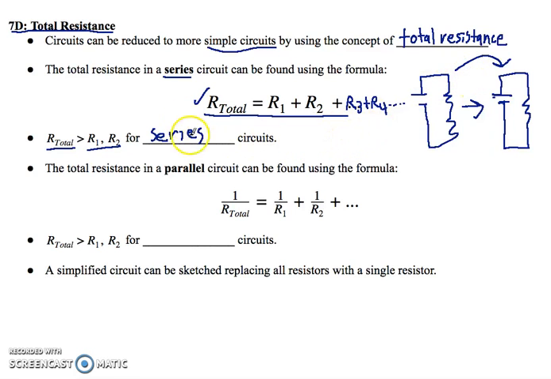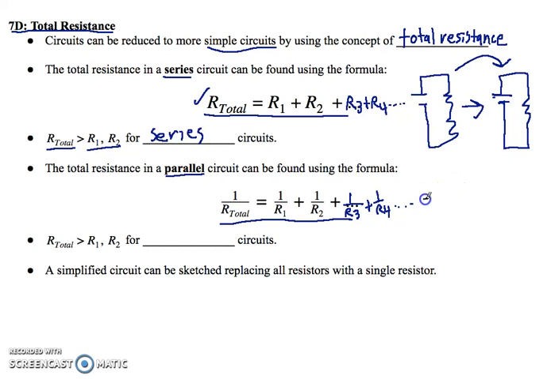Now, the same idea can be used for parallel circuits, so you can figure out the total resistance for parallel circuits using the following formula right here. 1 over R total is equal to 1 over R1 plus 1 over R2, and then if you had more resistors, you keep adding them. 1 over R3 plus 1 over R4, and so on. So that's what the dot dot dot means there too.